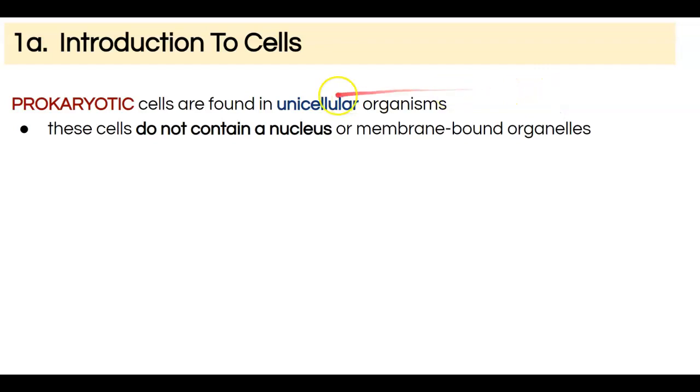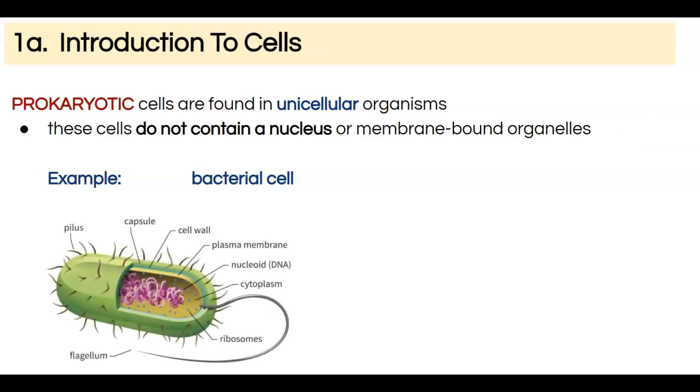And it makes sense because if you're only made up of one cell, chances are you're not super complicated. Those cells are not going to contain a nucleus, and they're not going to contain a bunch of membrane-bound organelles. So let's take a look at an example, and a good example of that is a bacterial cell. So for instance, if you have some sort of bacterial infection, you're going to have potentially a bunch of this type of cell in your body. So let's just look at the structure generally speaking, and you should have a diagram of this in the notes for you to take a look at.